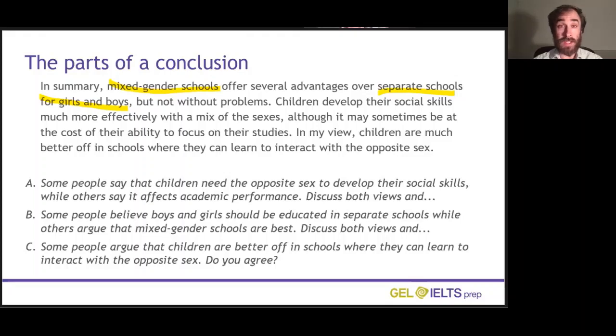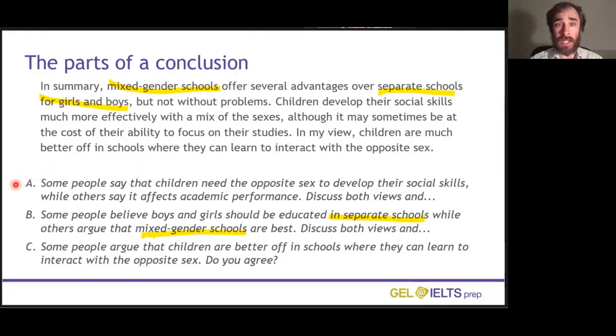The question for this conclusion was B. Some people believe boys and girls should be educated in separate schools, while others argue that mixed gender schools are best. We can see this idea paraphrased in our first sentence. Mixed gender schools offer several advantages over separate schools for girls and boys. So it's comparing those two different types of school. Schools where you have boys and girls together and schools where it's just girls or schools where it's just boys.